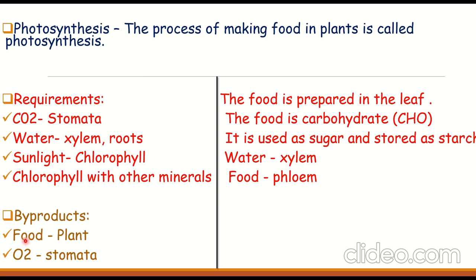Now, the byproducts of photosynthesis are food, which is carbohydrate, and oxygen. The oxygen is actually a waste product of photosynthesis and it's removed out by stomata. And the food is stored in the plant. The food is prepared by the leaf, and the food is carbohydrate. For instant energy, it's used as sugar, and then the extra food is stored as starch. So starch is a complex of sugar, and that is stored in the plant, and that starch is what we eat as food. And the water transportation happens through xylem vessels, the food transportation happens through phloem vessels, and these are the vascular tissues.